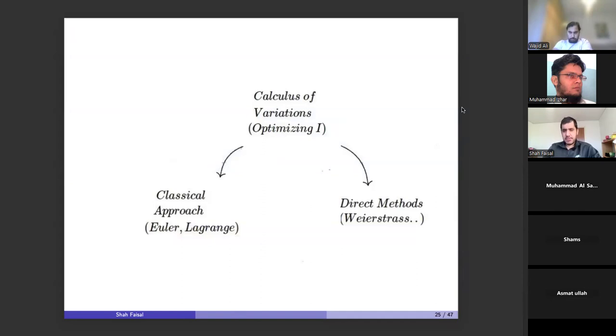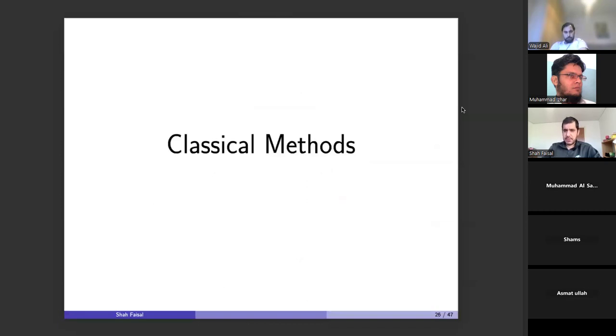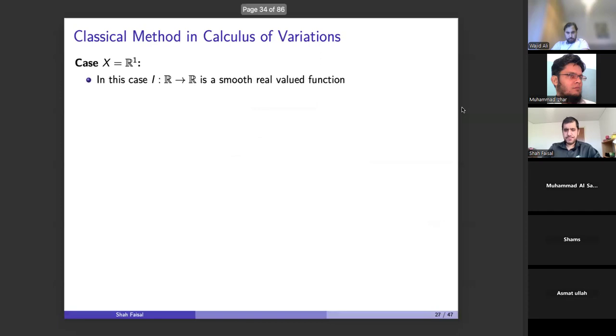In calculus of variations, there are two types of techniques. The first one is based on the classical approach, which was developed by Euler and Lagrange, and of course Newton. And the other one is more modern, coming from Dirichlet, Weierstrass, and other people, and it's called the modern methods. So let's talk about the classical methods first.